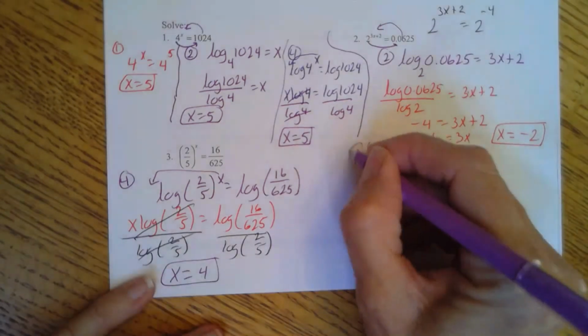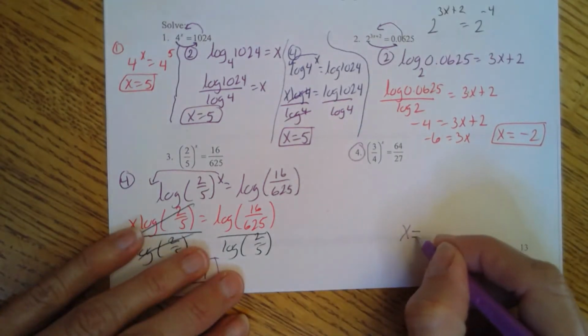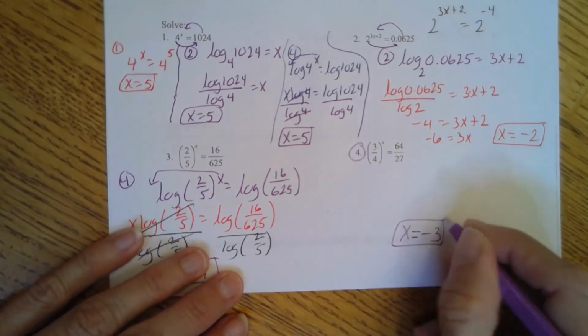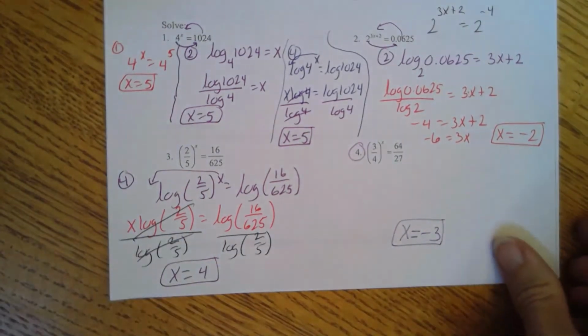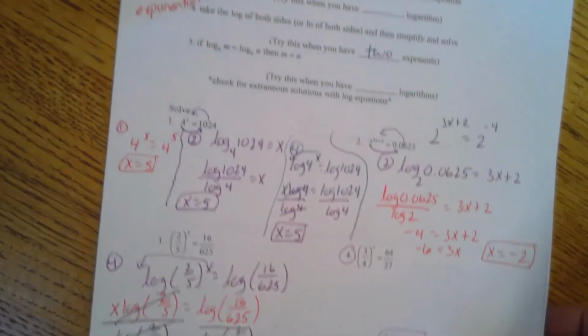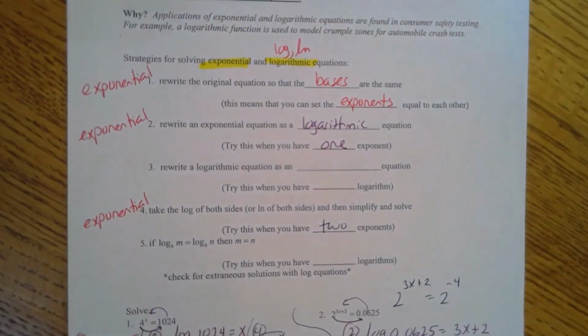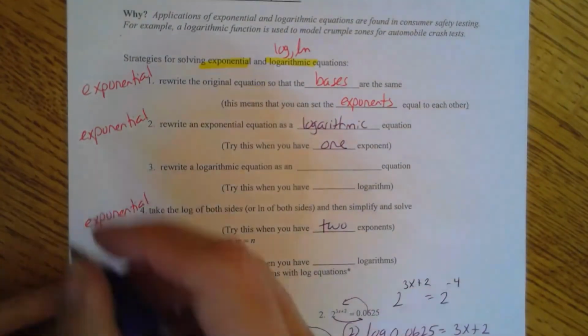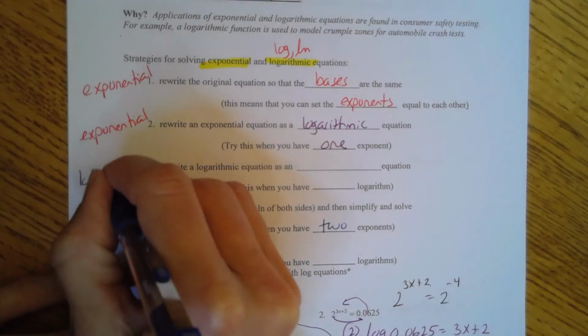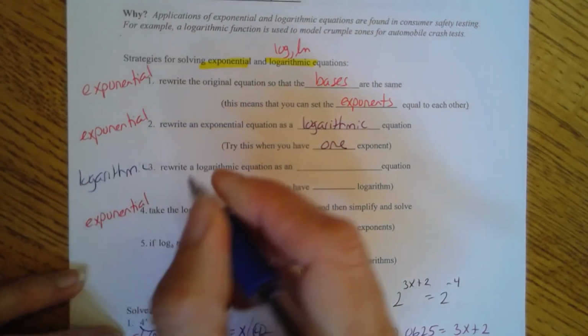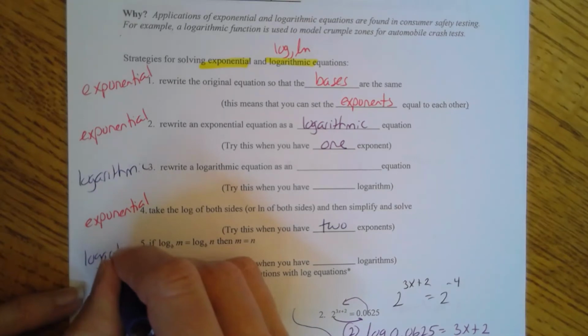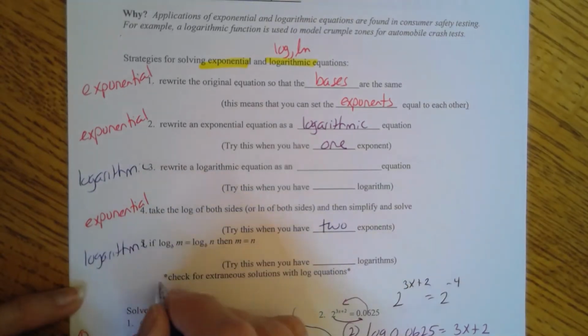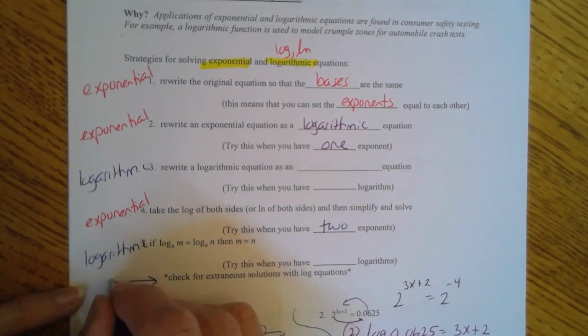So I'm going to let you do number 4, but I'll give you the answer. The answer should be x equaling -3. So try that problem out with whatever strategy you want. All right, so now let's go back to logarithmic since we haven't talked about those strategies yet. So 3 is for logarithmic, 5 is for logarithmic, and then the asterisk is for logs.